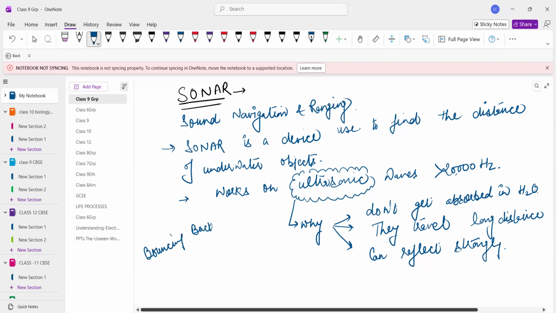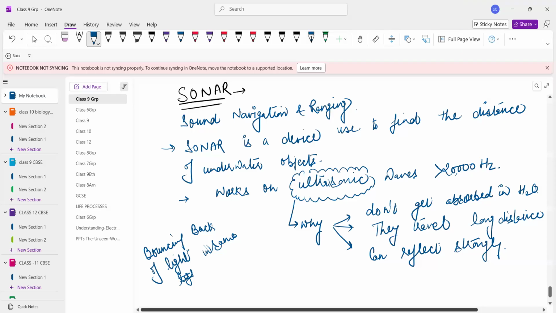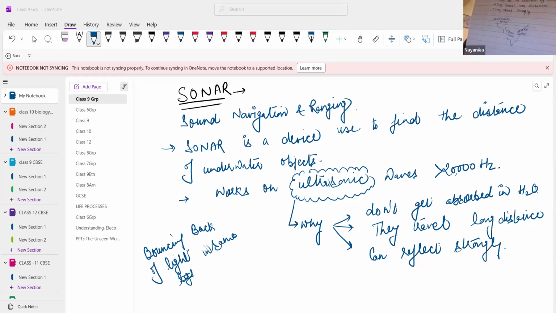Ma'am, I didn't draw it for light, I drew it for sound. I drew a wave instead of light. Okay, you draw the sonar one, and draw for light also. Okay, ma'am. And put the arrows for the incident and the reflected ray. Done. Show me.